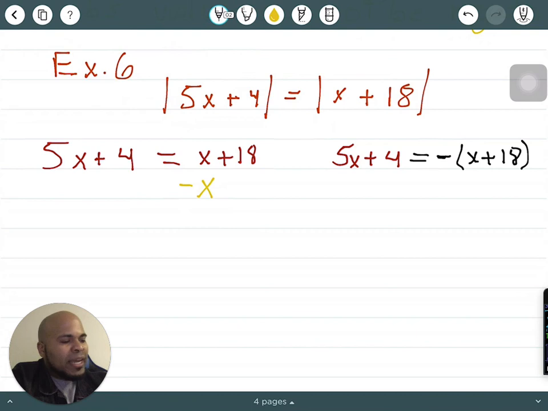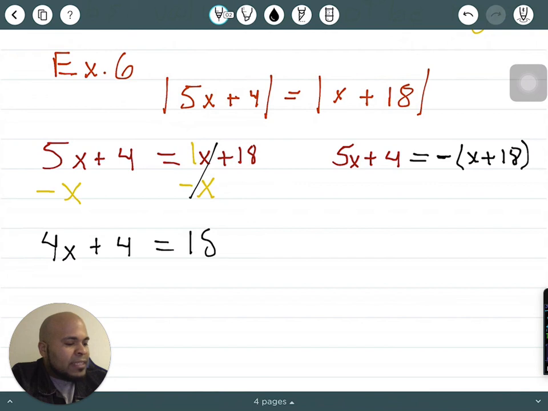I have 1x. Remember, where you don't see a number in front of the variable, the coefficient is 1. So I subtract 1x from both sides. This cancels, and I get that 5 minus 1 is just 4x plus 4 equals 18. This looks very similar to the other problems. I'm going to subtract 4 from both sides. And if I subtract 4 from both sides, this is going to give me 14.